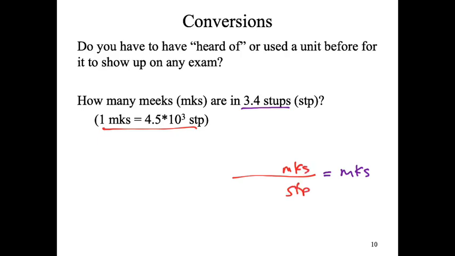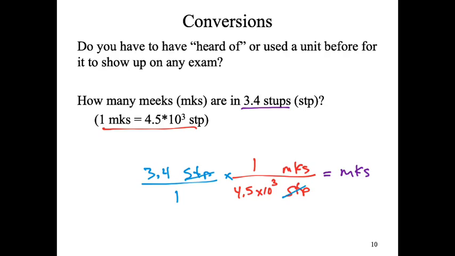Meeks to Stoops. And in that relationship, I know that 1 Meek is 4.5 times 10 to the third Stoops. Do I want Stoops? No. So what happens? Place that in the numerator. 3.4, what goes in the denominator? 1. Now those can cancel. This one has an added complexity behind it because we have a power of 10. And where is the power of 10 located?